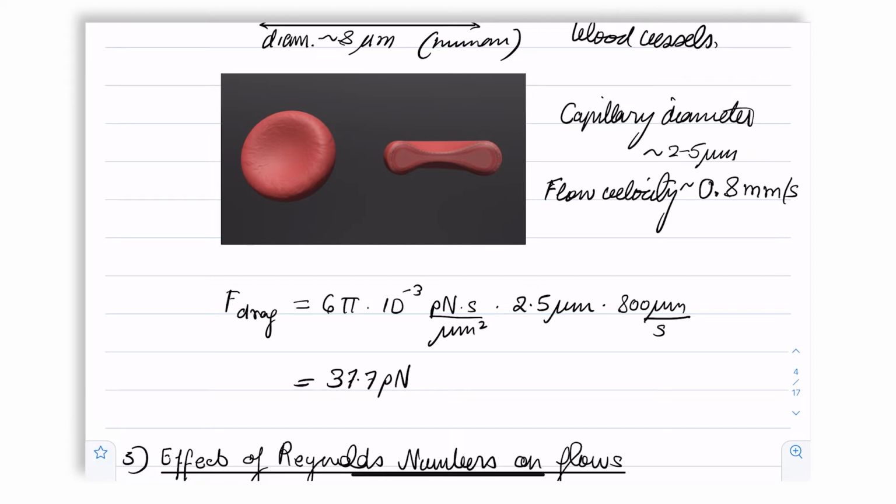So think about it like this. 6 pi eta r v tells us that the drag force increases proportionately with the size of the object, and the velocity of the flow or the object that is in motion itself.